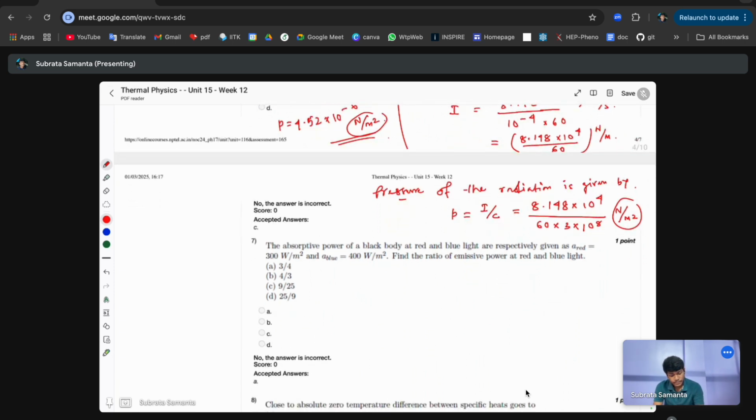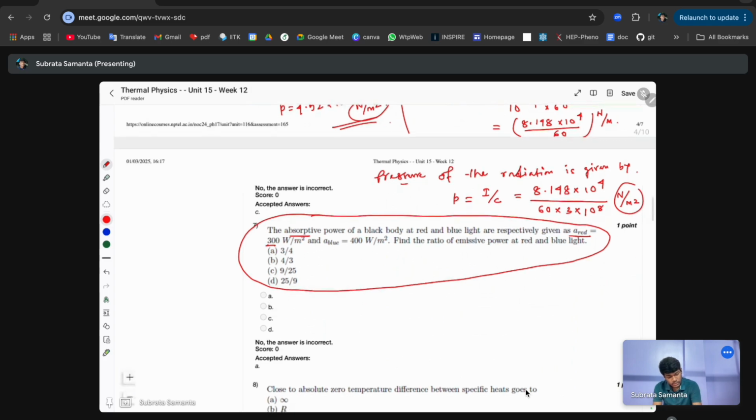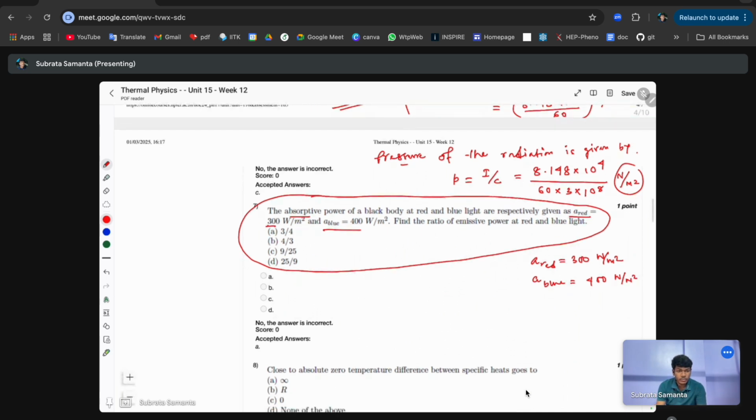So in the next problem, the absorptive power of a black body at red and blue light are respectively given as A red, so absorptive power, A red is 300 watt per meter square, and absorptive power for blue light, A blue, is 400 watt per meter square. Find the ratio of emissive power at red and blue light.